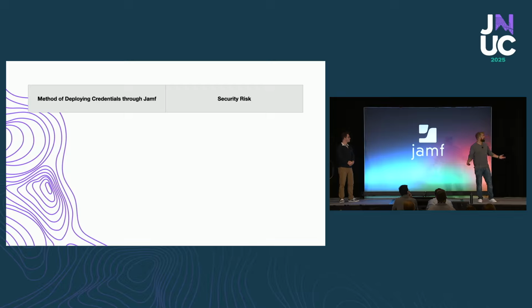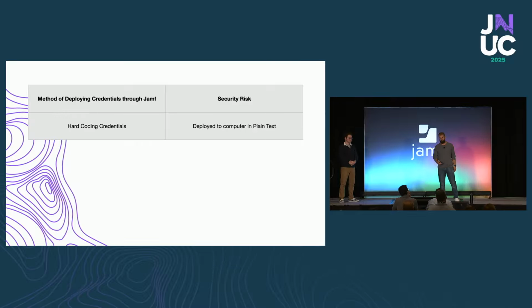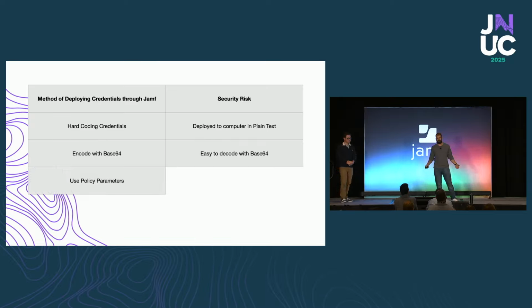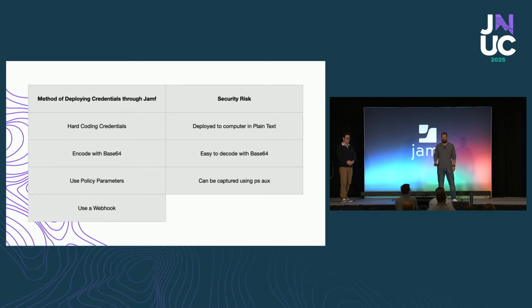In summary, we have hard coding the credentials into there. The problem with that is they're deployed in plain text. We can encode it with base64. That's easy to decode with base64. You can use policy parameters, but they can be captured easily using PS auth. Lastly, you can use a webhook, but that makes it publicly accessible.